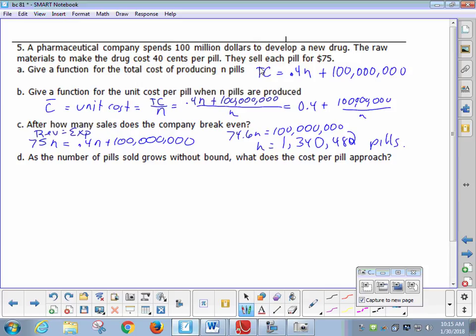I mean, are they there to make money? Yes. And if they sell it for 20 cents or 50 cents, are they gonna make money? No. Are they gonna be out of business and no longer be making these pills to help people?